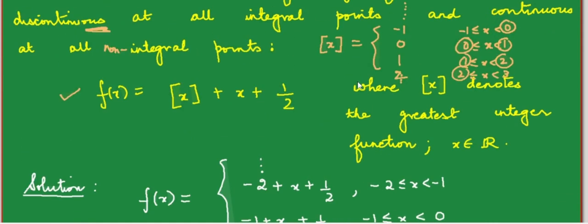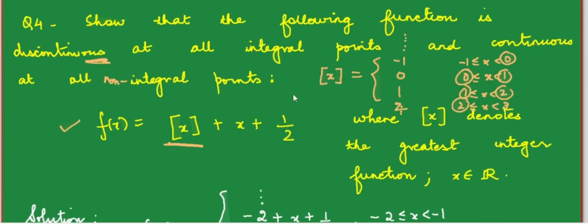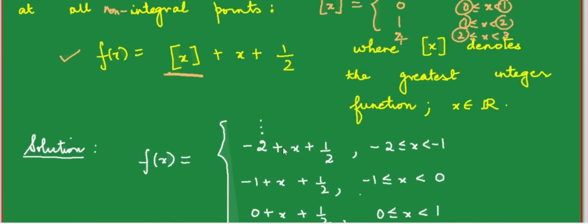So let's open this function. This function is an amalgamation of bracket x and x plus half. You have to take the sum of them. So bracket x by definition is this. So you will have to define f of x also in branches. So we can see that f of x, when we are in this segment -2 to 1, then the bracket x value will be -2.